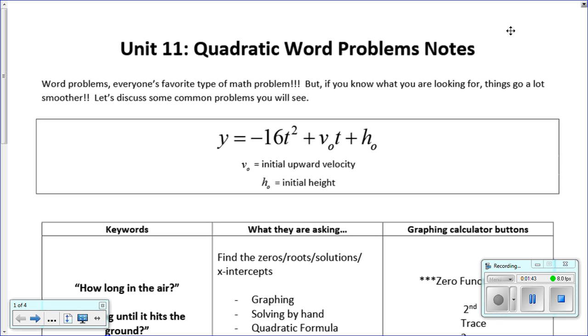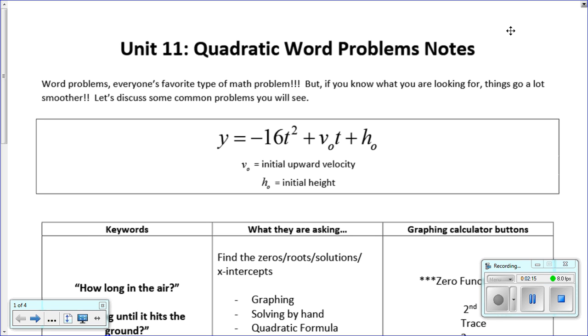So it could be like negative 16, negative 12. It has some meaning to it, but not much. The next part, your B term though, is actually representing your initial upward velocity. That is a physics thing, not a math thing. We could calculate it, but that is not an algebra thing, so just know that it's your initial upward velocity. And then the H at the end, your C term, that's your initial height. So where is this ball starting?